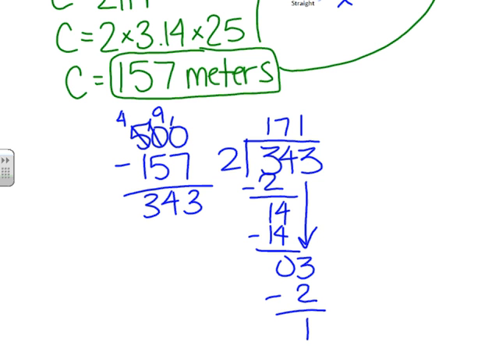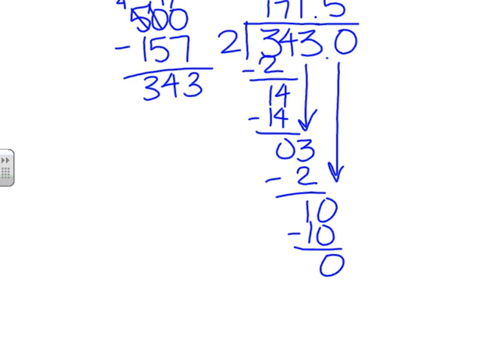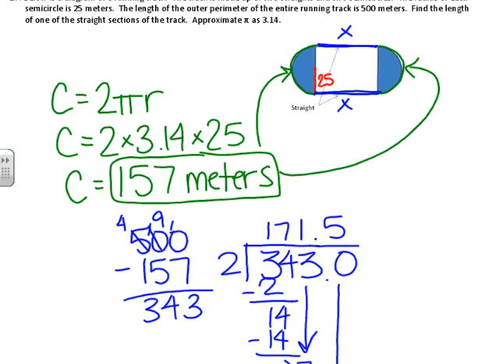Okay, and then this is where we need to add a decimal point so that we can bring down one more 0 so that we end up with no remainder. Okay, so our straight sections, each one is 171.5. Now we want to do a quick check, make sure our answer is reasonable.